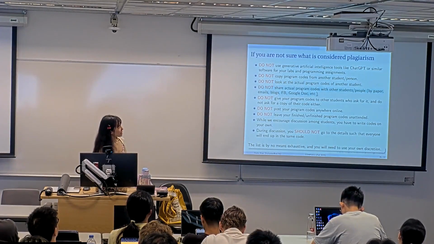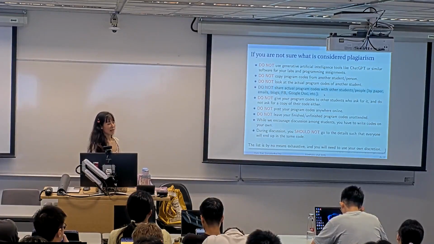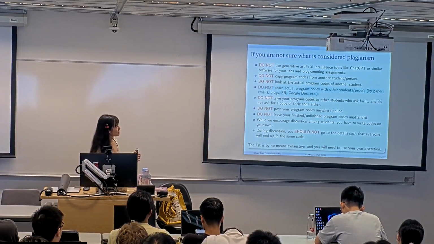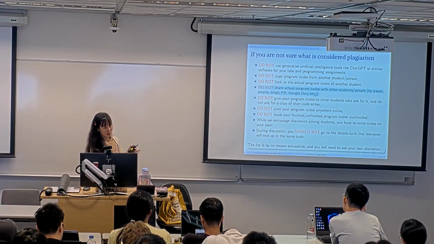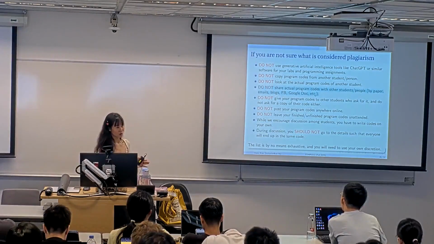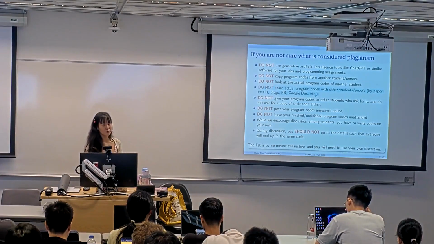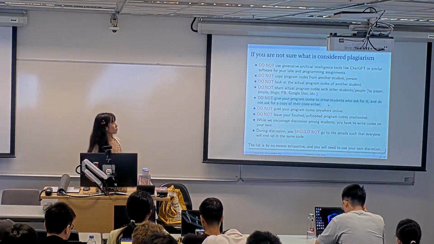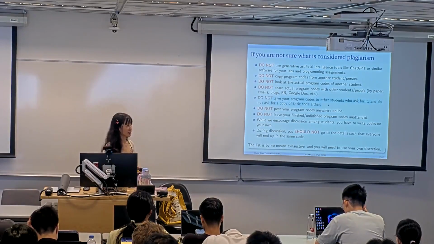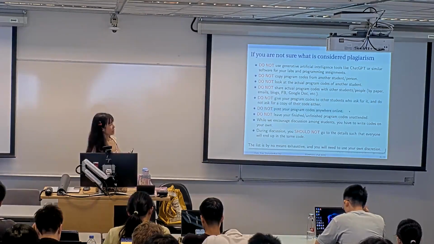And do not share your actual program code with other students or people by any means, whether by paper, by emails, by blogs, by Facebook, by Google Doc, etc. Because if others see your code, it's possible that you will get copied. Do not give your program code to other students who ask for it, and do not ask for a copy of their code either. And do not post your program code anywhere online.